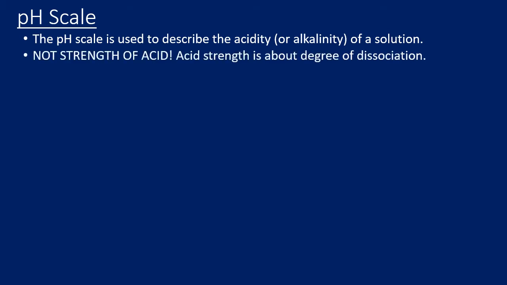The big problem it brings, though, to A level is that people think it's a measure of the strength of an acid. It's absolutely not. It's just a measure of the acidity, and the acidity and the strength are absolutely different. The strength of an acid is totally about the dissociation. So a strong acid, it's a definition, it fully dissociates. It's nothing to do with pH. If you are asked to define a strong acid and you say pH 1, pH 2, no, you're wrong. A strong acid fully dissociates into its ions.